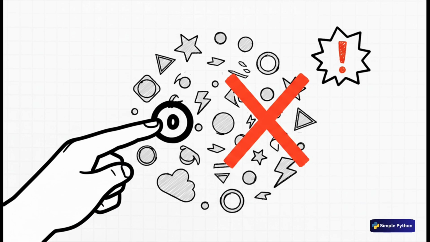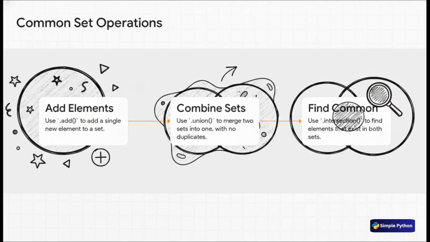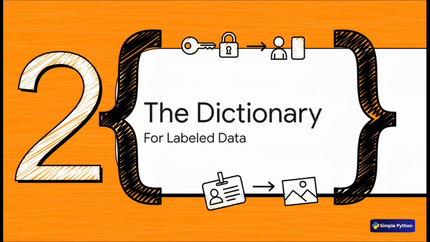But this is where their real power comes in. You can do these incredibly fast mathematical-style operations. You can add new elements with .add, you can merge two sets together with .union, or you can find out exactly what they have in common with .intersection. Okay, so sets are perfect for when you just care what's in your collection.